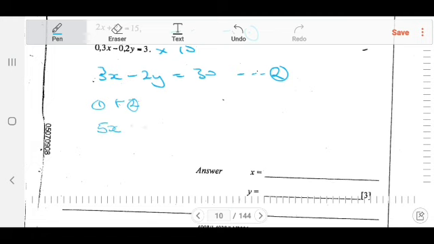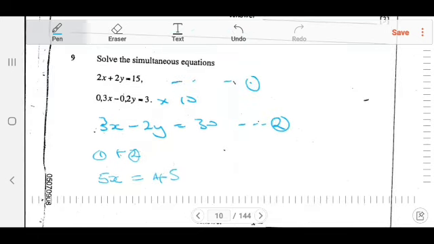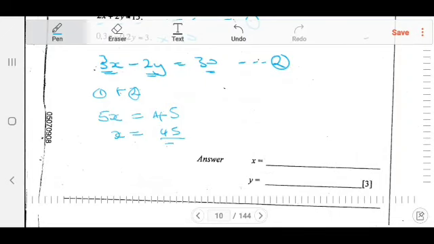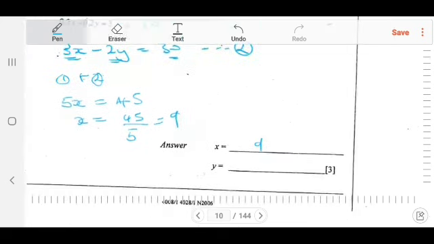5x equals 45. Alright, we're adding this one and this one, then this one and this one, then this one and this one. So this is what we get. So x equals 45 over 5, which is equal to 9. So x is 9. Then substituting into 2x plus 2y equals 15.